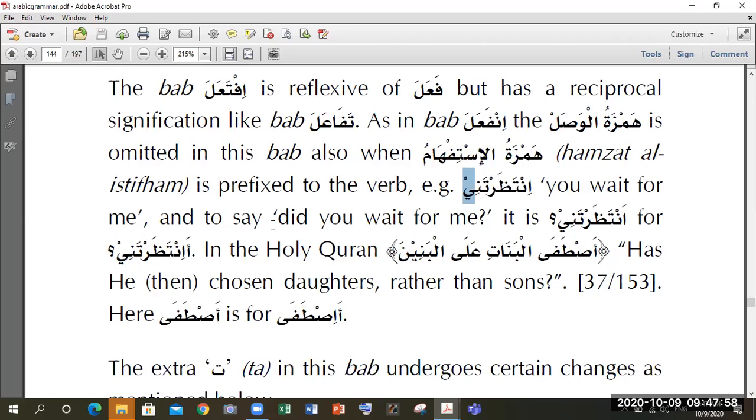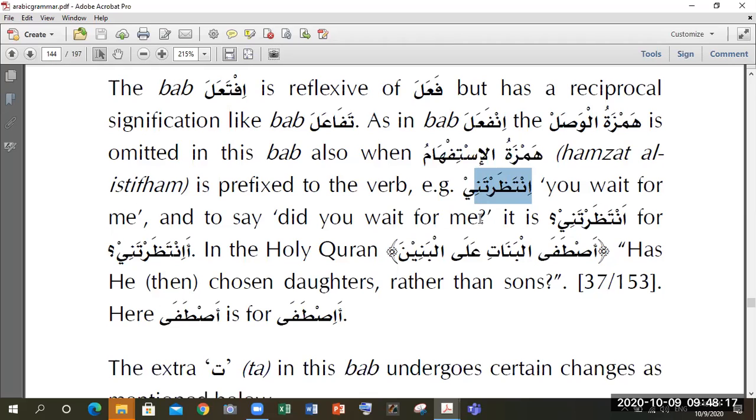Now I want to ask a question. Yani this is a change past tense, na? Intazalta, fa'alta, fa'ala, fa'alu. So if ta'ala, if ta'alata, if ta'alna, if ta'alta, right? So all these are past tense. So if I want to say, did you wait for me?